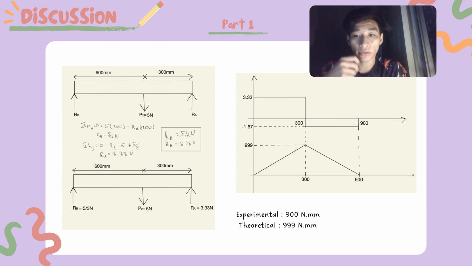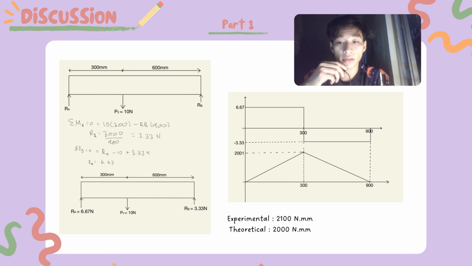Next, when P2 is loaded with 5 Newton, by using the formula total moment is equal to 0 and total force is equal to 0, we get RB and RA, which is RB 5.3 Newton and RA is 3.33 Newton. And the experimental moment is 900 Newton millimeter, and the theoretical is 999 Newton millimeter.